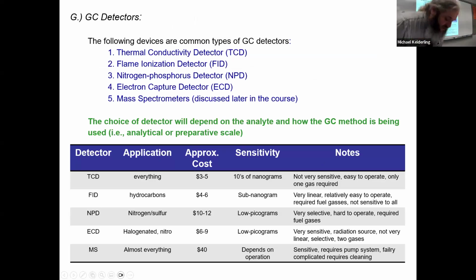And these are some common GC detectors. You have a thermal conductivity detector, flame ionization detector, nitrogen phosphorus detector, electron capture detector, and mass spectrometer. Thermal conductivity detects everything, but it's not very sensitive. FID detects hydrocarbons. It's quite linear, easy. It's sensitive to both things, but it's destructive. NPD and ECD is similar to FID, but focused on nitrogen sulfur compounds or halogenated compounds. Mass spec detects almost everything, but it's expensive and complicated.